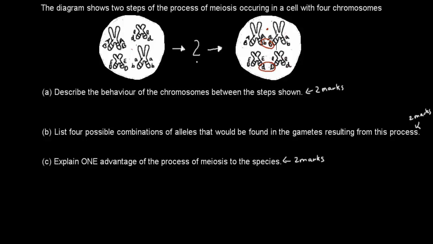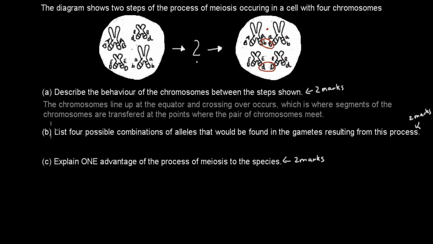And so what I wrote is that we have a lining up at the equator which has happened. That's one thing that has happened, and also that there was a crossing over as well. So I wrote the chromosomes line up at the equator. That's the first part. And crossing over occurs. That's the second part. And then I quickly explained what crossing over was, which is where segments of the chromosomes are transferred at points where the pairs of chromosomes meet. We mentioned these 2 points, and that's worth 2 marks. One for mentioning the lineup and the other one for the crossing over. 2 marks out of 2.